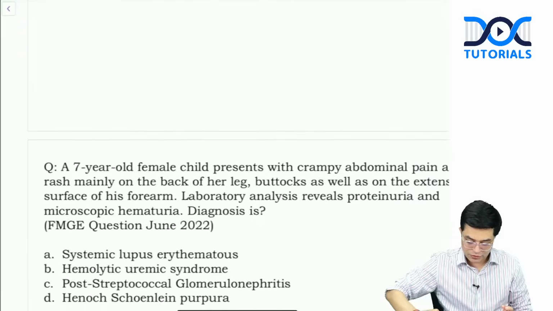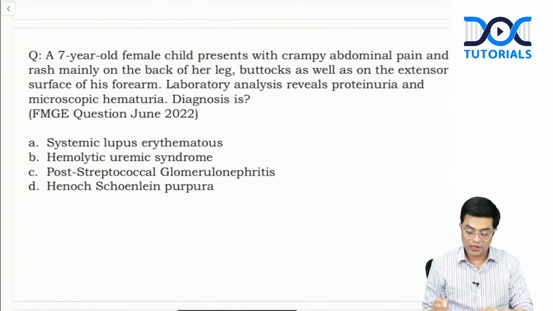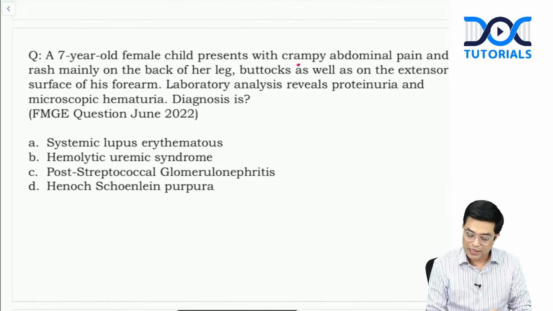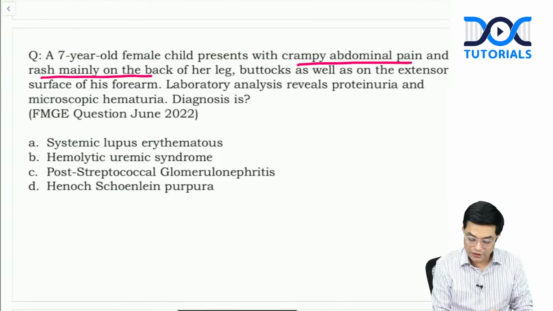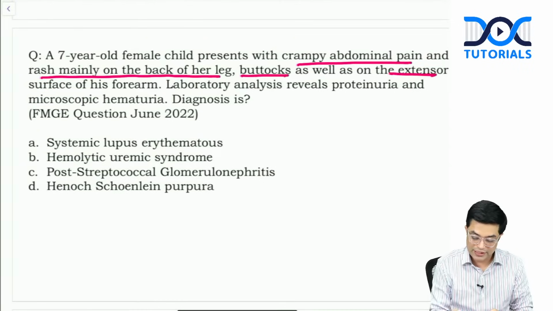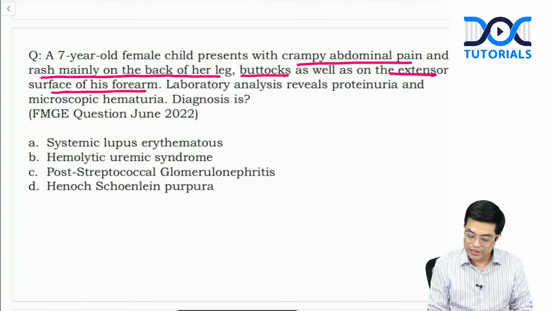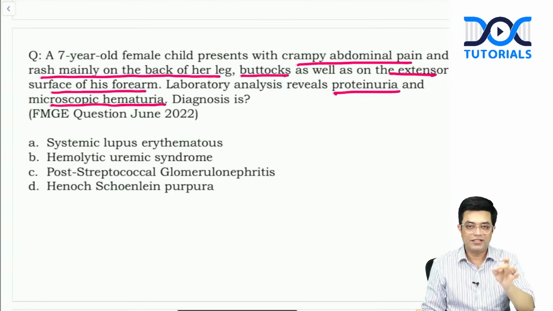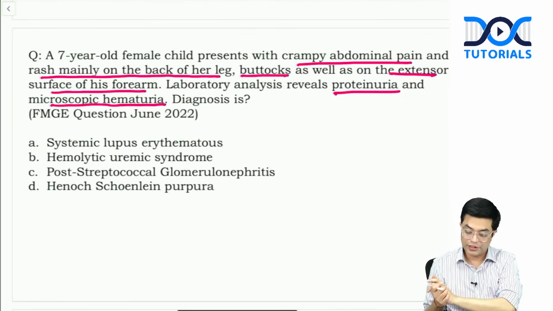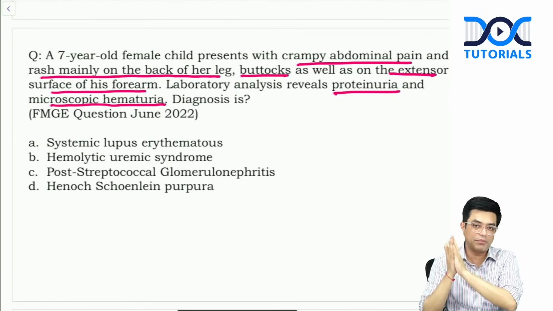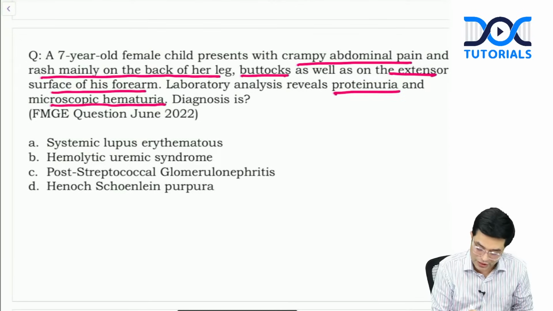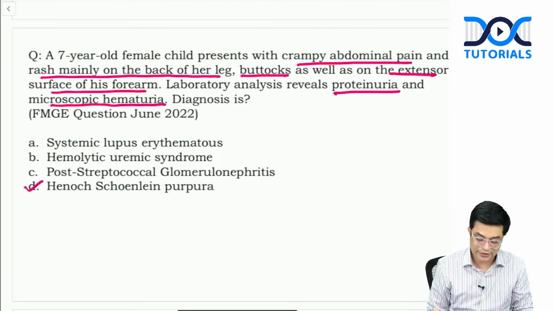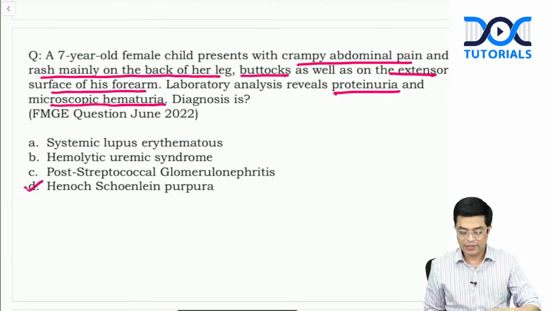Hallmark का मतलब होता है जो हमेशा present होता है. Then we have the next question, FMG question, June 22. Look at the question. 7-year-old female child, crampy abdominal pain, rash mainly on the back of her legs and buttocks as well as on the extensor surface of forearm. Laboratory analysis reveals proteinuria and microscopic hematuria. तो यहाँ joint नहीं involve हुआ लेकिन rash आ गया, GI involvement हो गई और GI और साथ में renal involvement हो गई और rash भी कहाँ आ रही है? It is appearing on the buttocks and lower limbs.